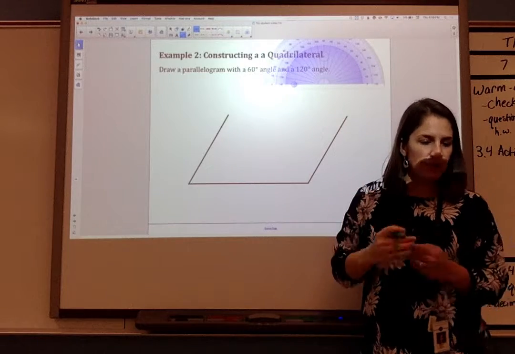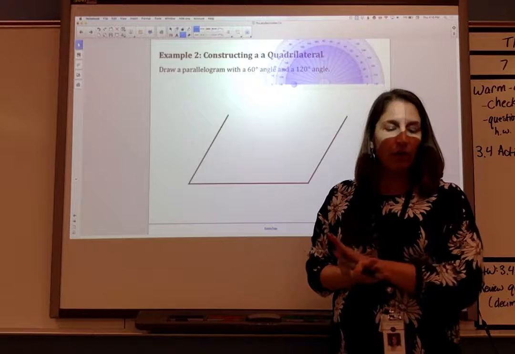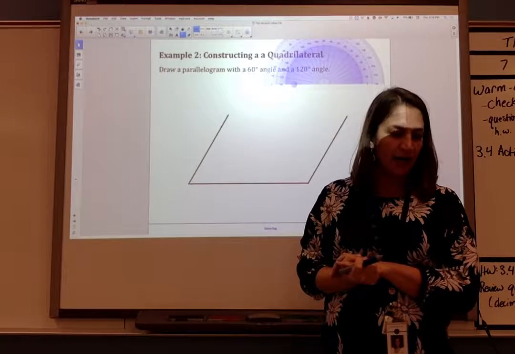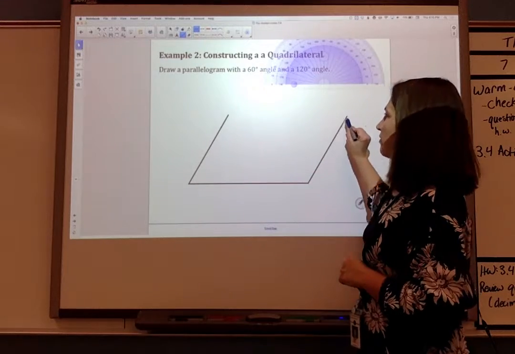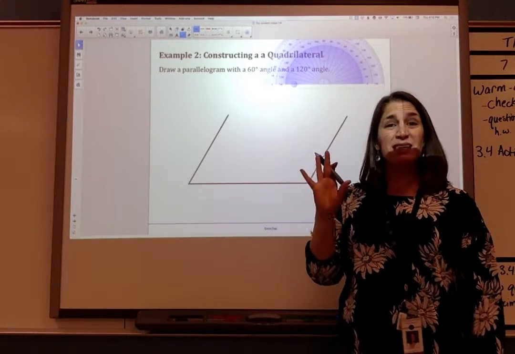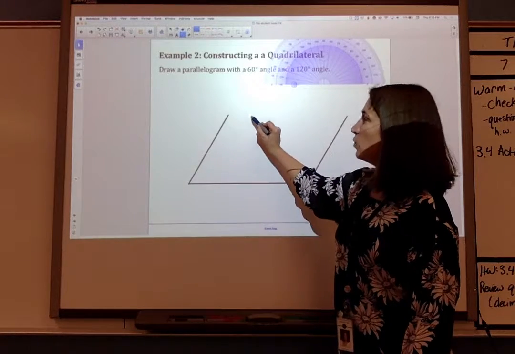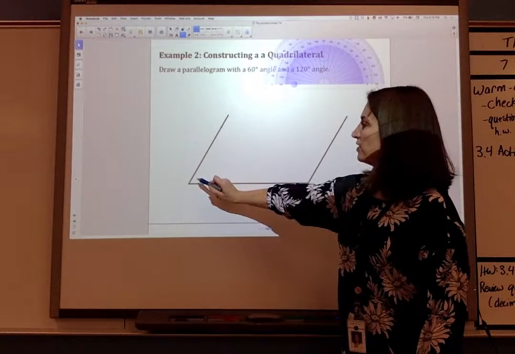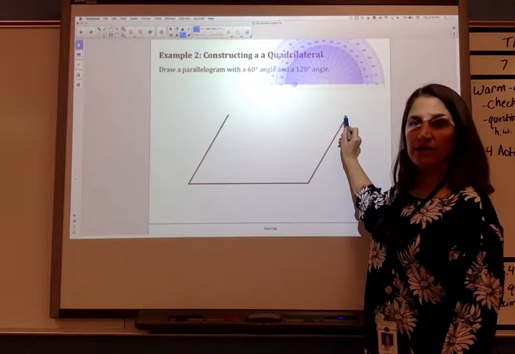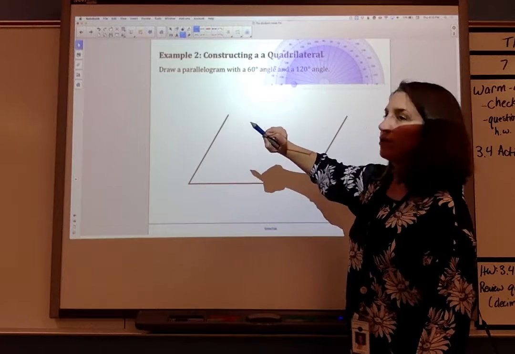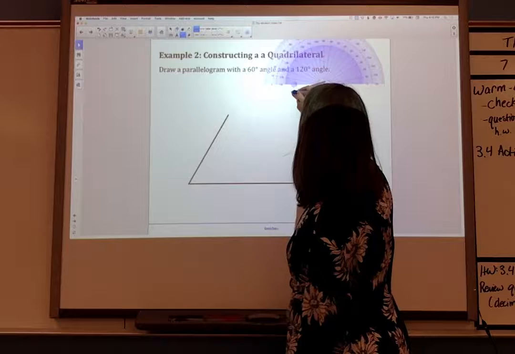Okay, now the third step is to draw the remaining side, making sure that both pairs of opposite sides are parallel and congruent. So I'm going to draw a line straight across here. Now, to be safe, I'm going to make sure that this angle right here is 120 degrees. So I should have a 60-degree angle, a 120-degree angle, another 60-degree angle, and another 120-degree angle. So I'm going to use this as my corner of my parallelogram.